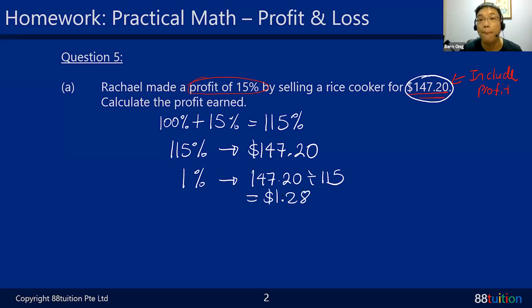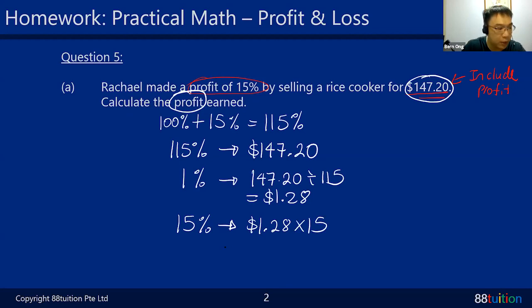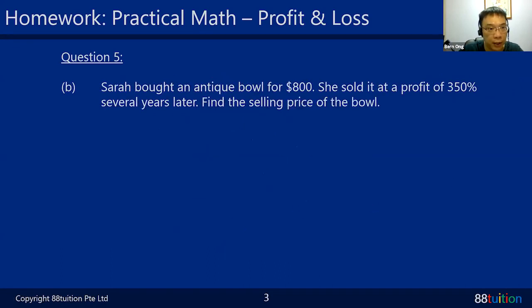The question is looking for what? Profit. The question is only looking for profit. So profit is supposed to be 15%. Just go and find the 15%. Don't think so much. So $1.28 times 15 will give you an answer of $19.20. This is what I gave you that time. They are looking for profit, so just go and find the profit. Is that okay? For those who have done the homework, this is the worked solution. I believe I gave you the answers already. Okay, let's move on.